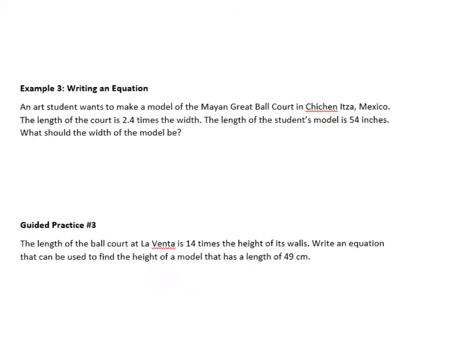All right, now we're going to write an equation. Okay, so this kid's making a model. It's a rectangle because it's a ball court. And the length is 2.4 times the width. So if the width is W, the length is going to be 2.4 times W. They say the length of the student's model is 54 inches, so it's 2.4 W equals 54. And you wrote your equation.